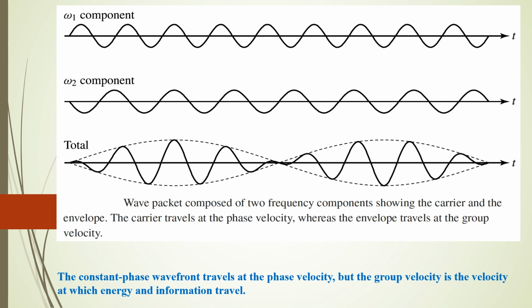The difference between the W1 component and the W2 component is a shift of 180 degrees. The sum of W1 and W2 is called the total, and this sum is called the wave packet. It is composed of two frequency components showing the carrier and the envelope. The carrier travels at the phase velocity, whereas the envelope travels at the group velocity. Therefore, the constant phase wavefront travels at the phase velocity, but the group velocity is the velocity at which the energy information travels.